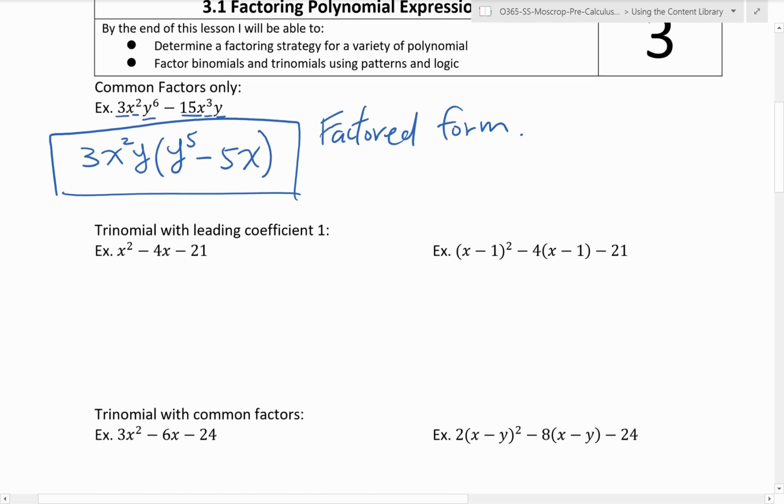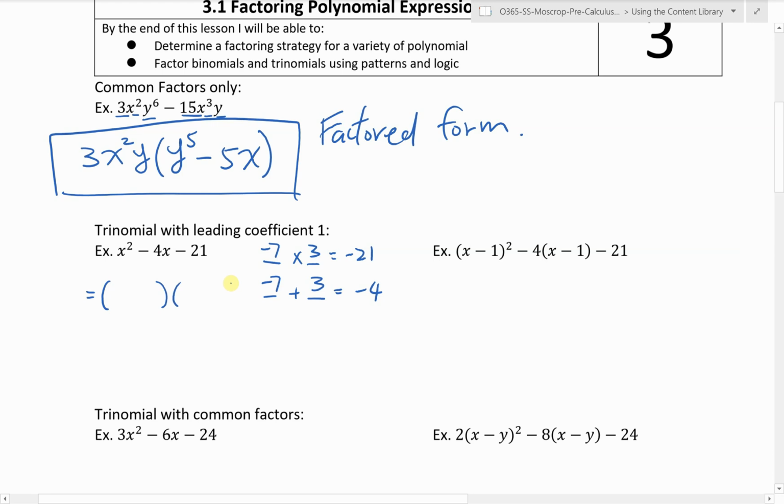Now this is the trinomial with leading coefficient 1. This is what you did in Math 10, and we saw several of these trinomials in the previous unit. So what we do is look for two numbers that multiply to negative 21, and these same two numbers should add up to the middle term, which is negative 4. In this case, it's going to be negative 7 times 3. That gives us negative 21. And we notice that negative 7 plus 3 is negative 4. So negative 7 and 3 are the numbers that we're going to use.